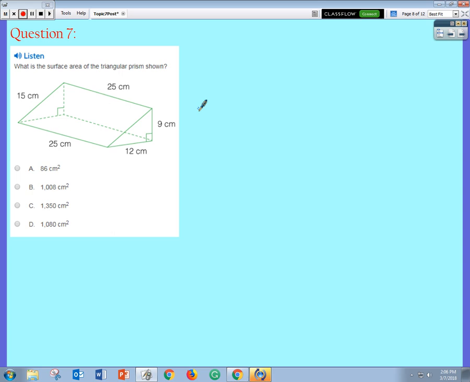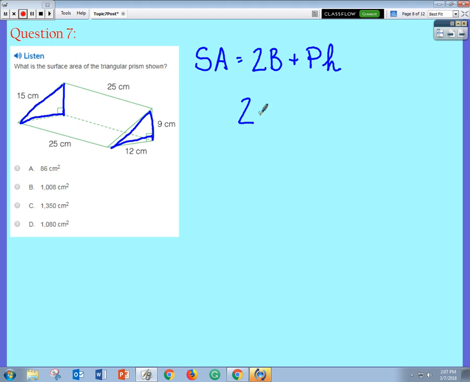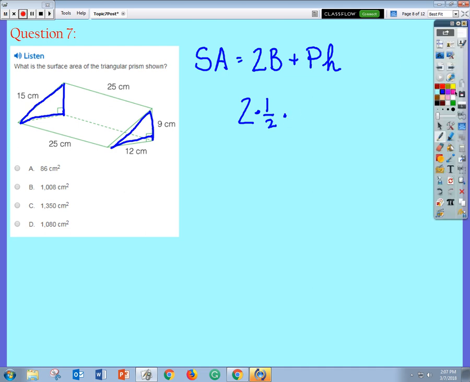What is the surface area of the triangular prism? Now, remember, surface area for a triangular prism is 2 times the area of the base, because we have 2 bases. They're both triangles. That's why we call it a triangular prism. The bases run parallel to each other. They don't touch. Plus the perimeter of the base times the height of the prism. All right? Let's take a look at this now. We have 2 times, we're finding the area of the base. Well, the base is a triangle, so we have 2 times a half times the height and base.